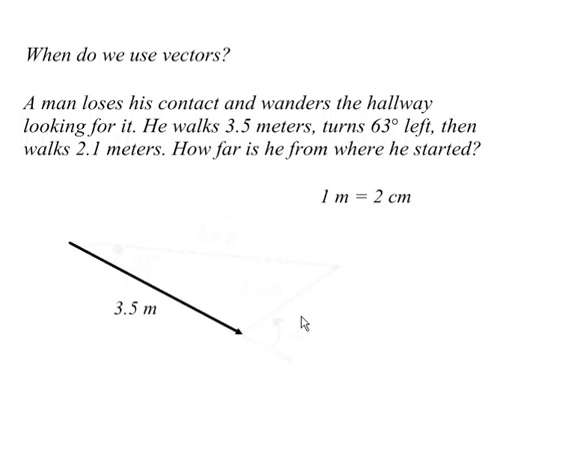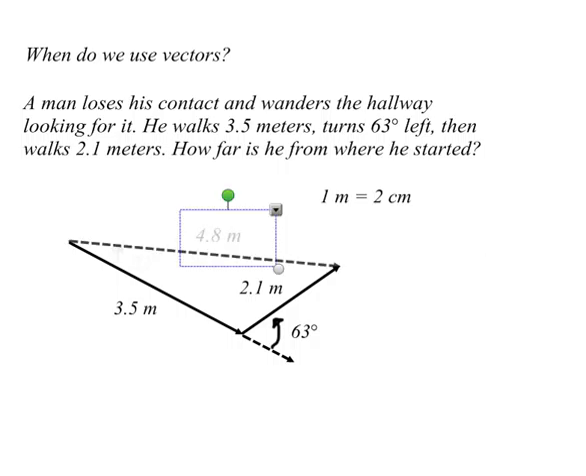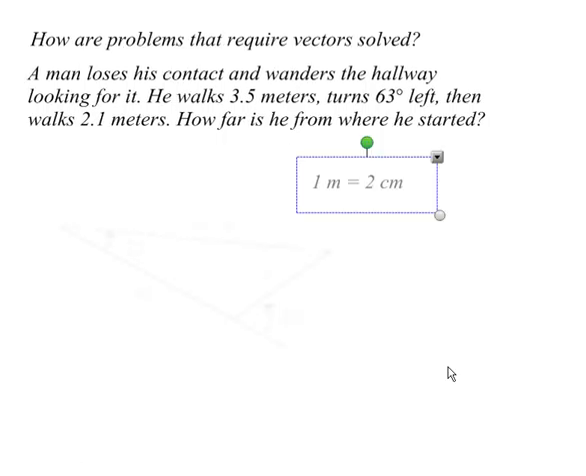So if he walks 3.5 meters and then turns 63 degrees left from the direction he was going, and then walks an additional 2.1 meters, then he's really moved 4.8 meters from where he started, which is 22 degrees left of the original direction he was traveling when he walked 3.5 meters. That would look like a solution to a vector problem. Of course, we should know how to do that, so let's discuss how you do it. In picking the scale, like I said, it's simply a matter of picking a scale that will allow what you're drawing to fit on your page in a reasonable way.